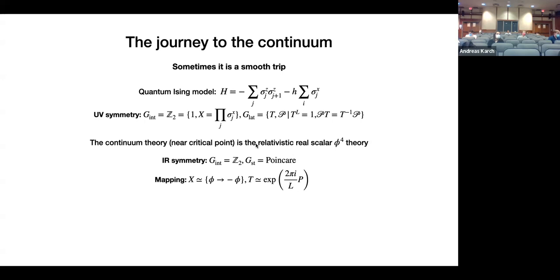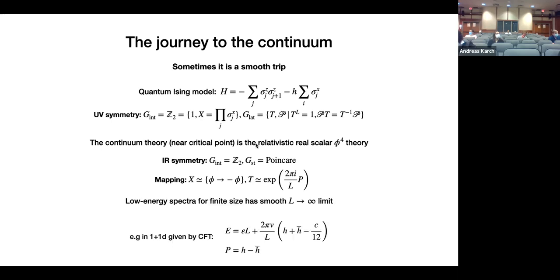But now the spacetime symmetry is enlarged to a Poincare symmetry. And the mapping between the UV and IR is very straightforward. The spin flip symmetry: phi is basically the order parameter sigma z, and this spin flip symmetry just takes phi to minus phi. It's literally the same Z2. And the translation becomes almost just an exponentiated version of the continuum translation.